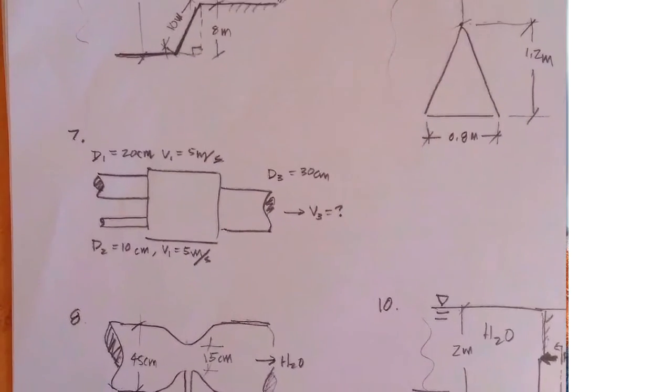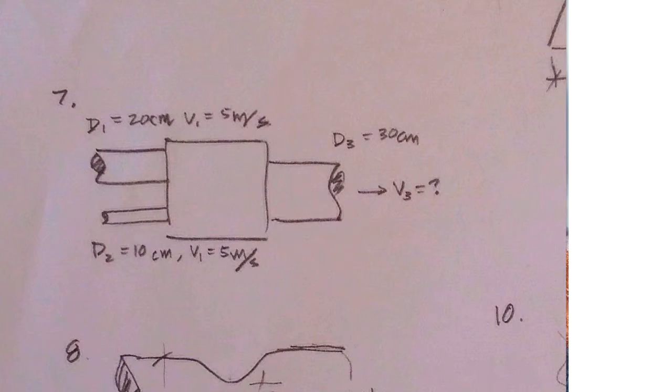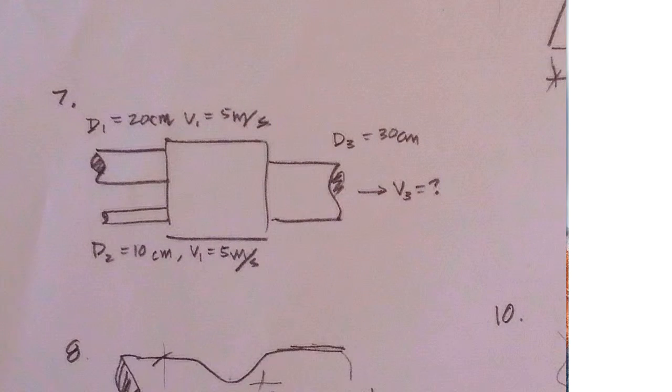Okay. And what we see here is it's a manifold. We have 2 incoming streams and 1 exiting stream, and you're given the diameter of each of the incoming, the velocity of each of the incoming, and then the diameter of the exiting, and your task is to find the velocity.